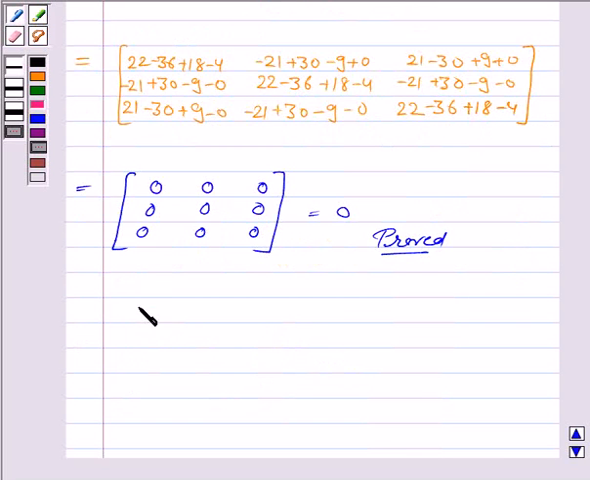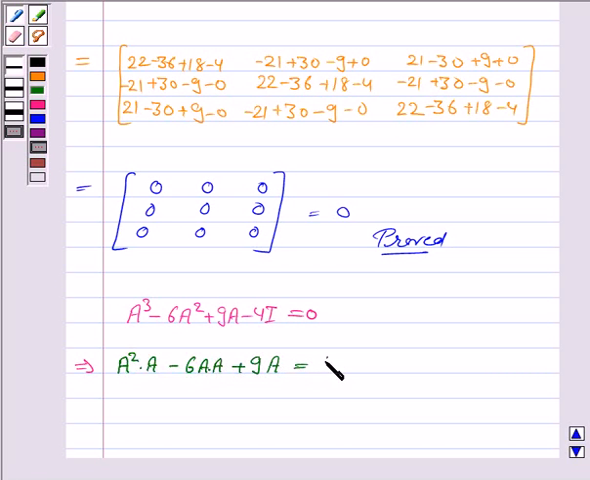Now we have to find the inverse of the matrix using the equation A cube minus 6A square plus 9A minus 4I is equal to 0. Now it can be written as A square into A minus 6 into A into A plus 9A is equal to 4I. Now we have to find the inverse, so we'll post multiply by A inverse, so we'll get A square into A inverse minus 6A into A into A inverse plus 9 into A inverse is equal to 4I into A inverse.